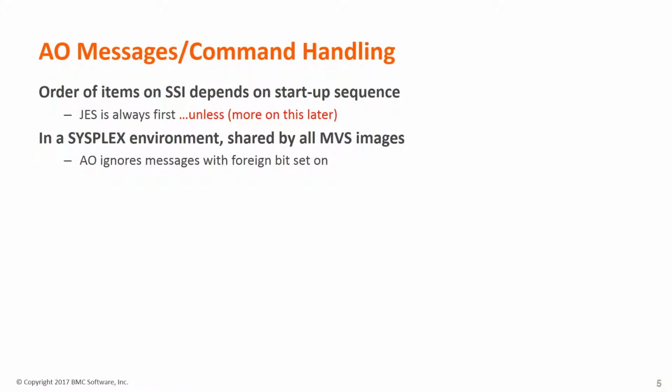Let's take a closer look at how AutoOPERATOR handles messages and commands. The first thing to point out is that the order of your subsystems on the SSI depends on the startup sequence, and JES is typically going to be first, but there are exceptions to that, which we'll talk about in a little bit. So when AutoOPERATOR is handling messages coming in, it will see all of the messages for all the systems in the sysplex. What AO will do is ignore all of the messages that have the foreign bit set on, so it only processes messages on the local system.